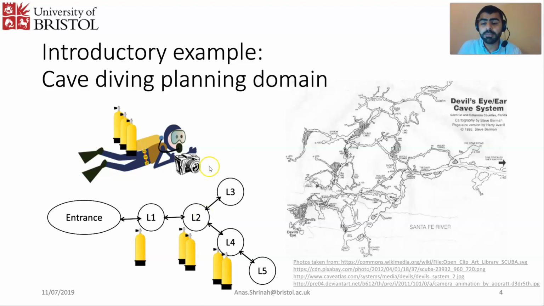A typical planning problem for this domain is to take a photo of a certain location, then to swim back to the entrance where the diver can decompress. And the critical safety property is that the diver shouldn't drown. Basically, they shouldn't be in a location where they have no full oxygen tanks with them, nor does the location have one.